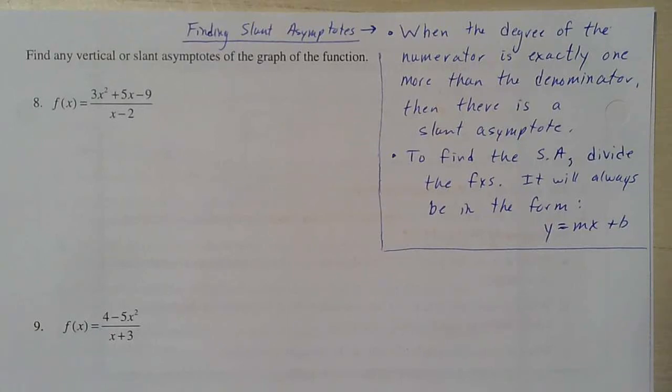Okay, before we begin these three examples, pause the video and copy down the success criteria for finding slant asymptotes.